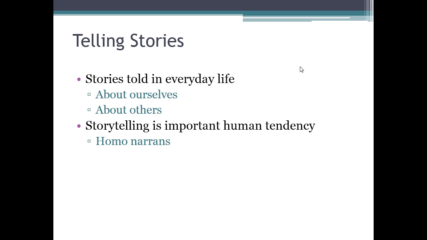And we tell stories all the time. At least I know a lot of people do. Maybe you don't, but many people do. Telling stories occurs in everyday life. Stories about ourselves or others. Sometimes it's funny stories.